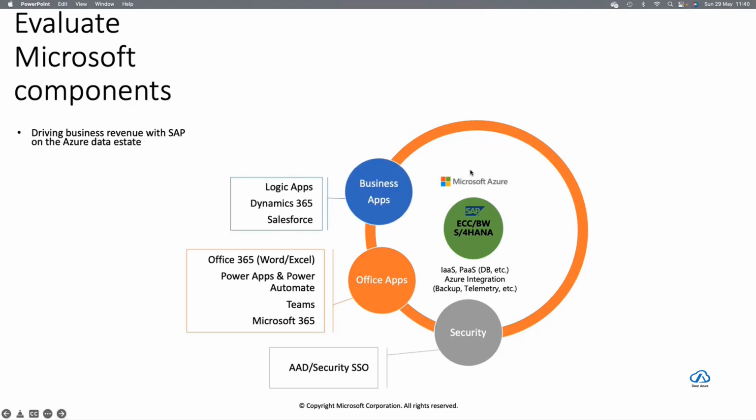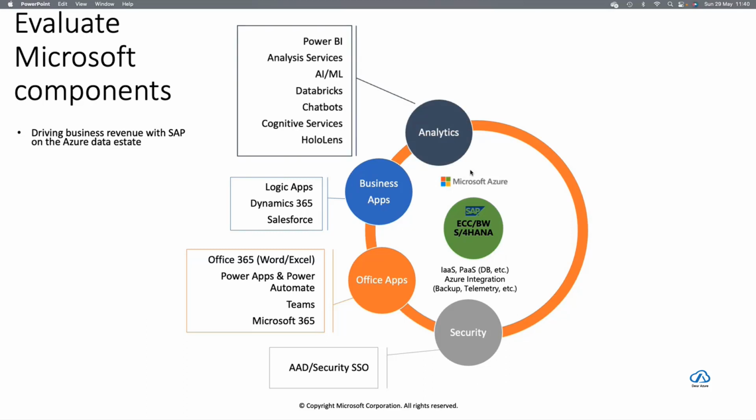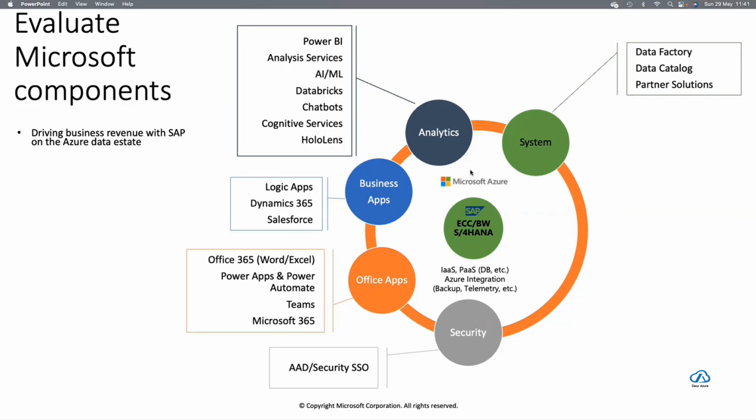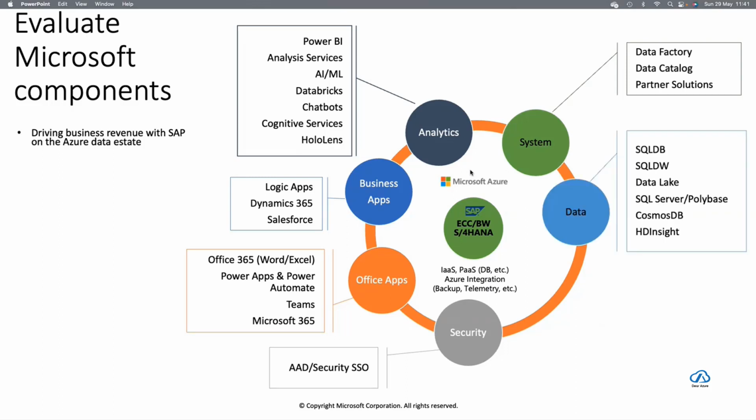Logic Apps is where we can put up Dynamics 365. We can also have Salesforce integrated. And thereon, we have Power BI. Power BI provides you with analysis services, or we can integrate AI or ML components. We have ML and Databricks solutions that can be added, and systems with Data Factory or Data Catalog and partner solutions.